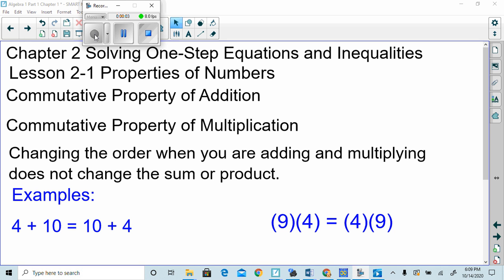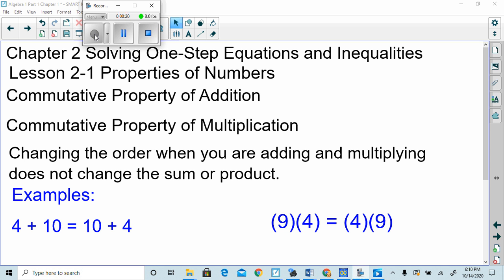In yesterday's class, we took the Chapter 1 test, which I'll be grading in the next day or two. So today, a new chapter. In this chapter, we'll be solving one-step equations and inequalities. But before we do, let's take a look at the properties of addition and multiplication.